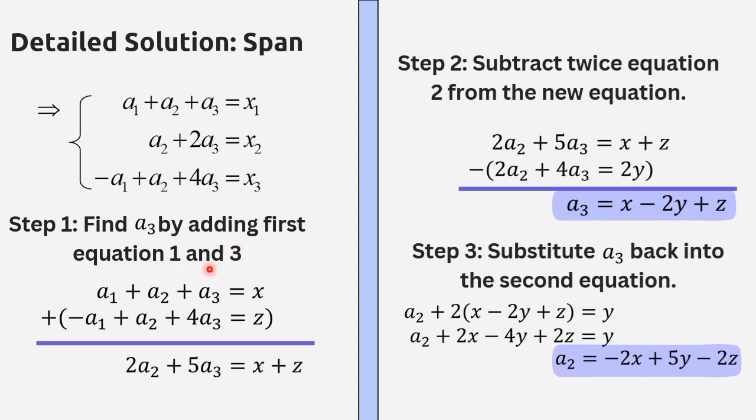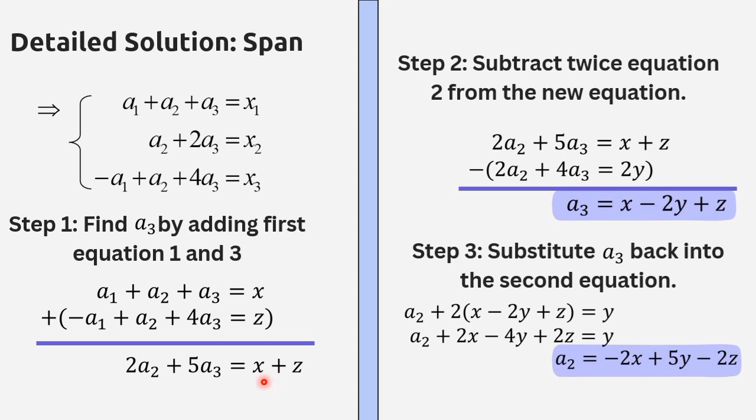So here is our equation 1. As you can see, x sub 1 from here is already changed to x, and our x sub 3 is already changed to z. So here is the equation. Now we're going to add our two equations. As a result, we have as the final answer 2a sub 2 plus 5a sub 3, which is equal to x plus z. So here we haven't yet found the value of a sub 3.